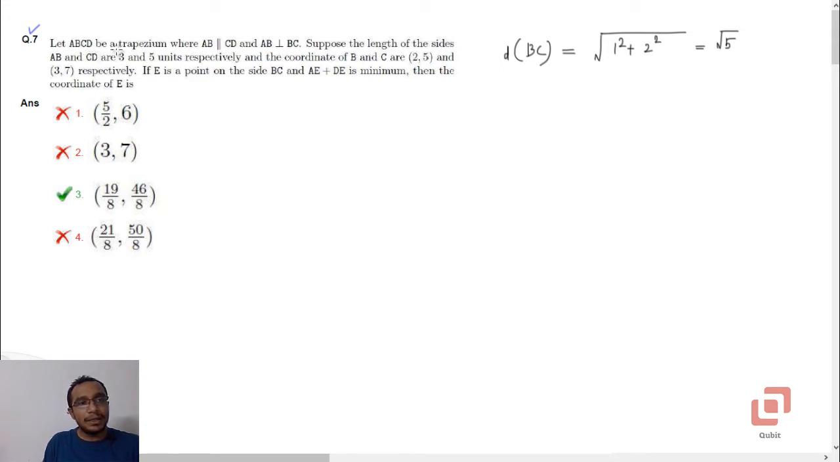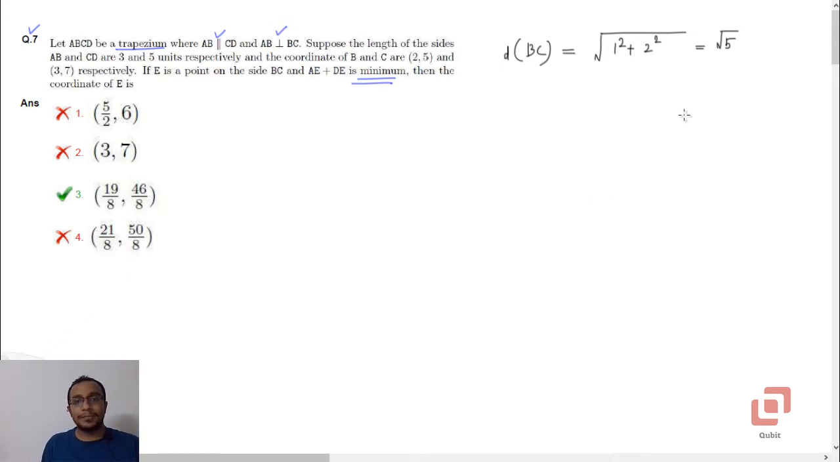Let ABCD be a trapezium where AB is parallel to CD and AB is perpendicular to BC. Suppose the lengths of the sides AB and CD are 3 and 5 units respectively, and the coordinates of B and C are (2, 5) and (3, 7) respectively. So both the points are in the first quadrant. If E is a point on the side BC and AE plus DE is minimum, then the coordinate of E is, and we have 4 options, and except option 2, all of them have at least one fraction. So this is what I've done.